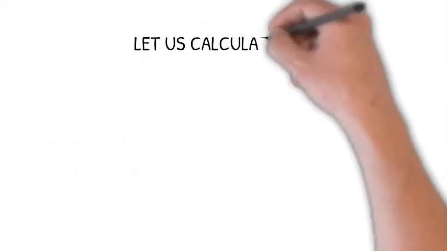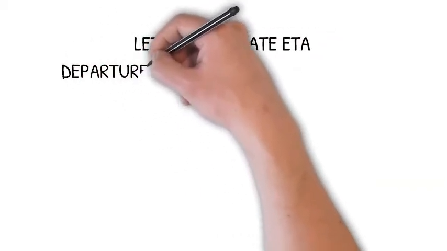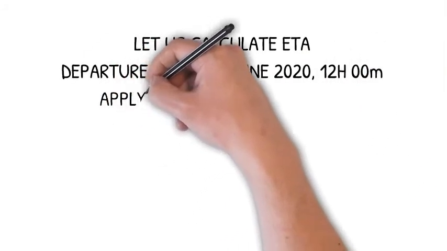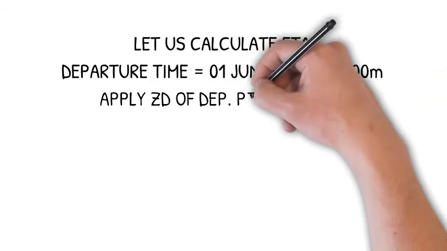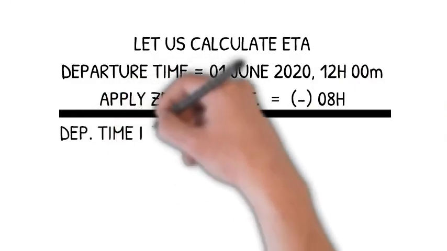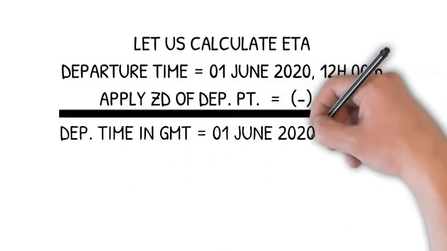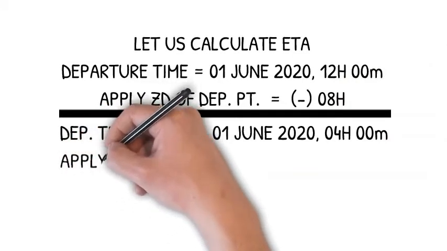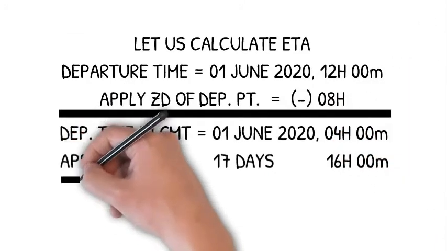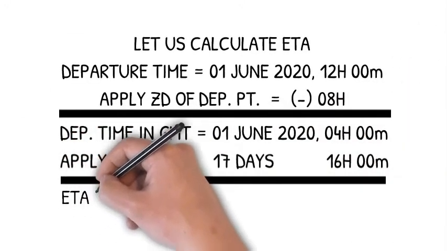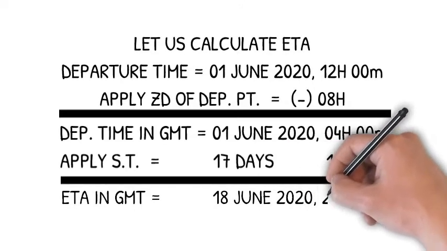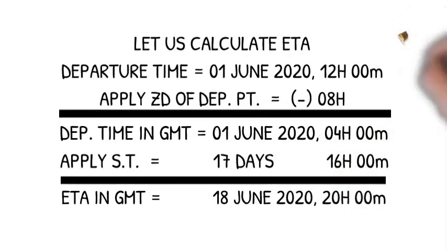Let us now calculate the ETA. Departure time is 01 June 2020 at 12 hours 00 minutes. Apply sound description of the departure point, -08 hours. And we get departure time in DMT, 01 June 2020 at 400 hours. We apply the steaming time plus 17 days and 16 hours. And then we get ETA in DMT, 18 June 2020 at 2000 hours.